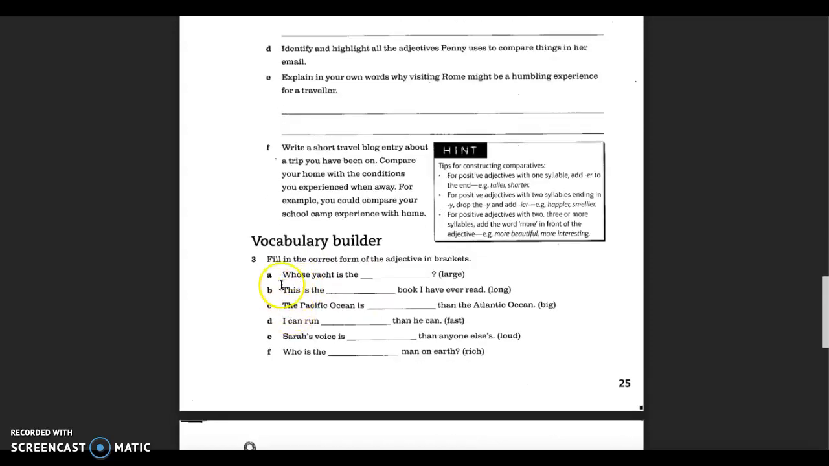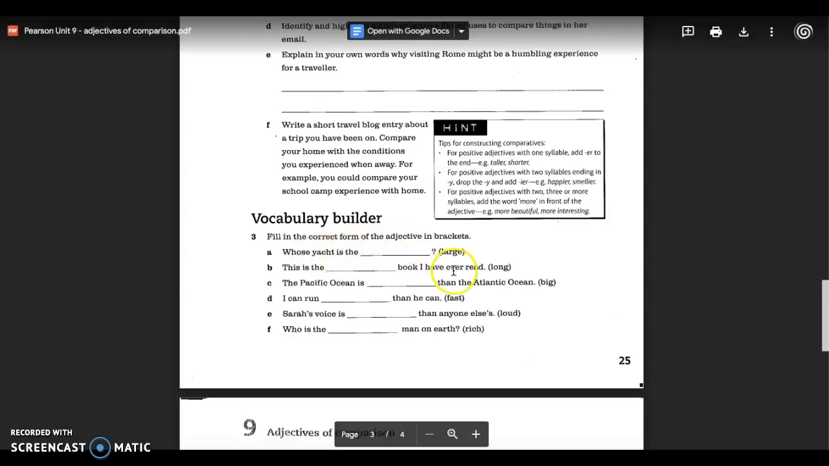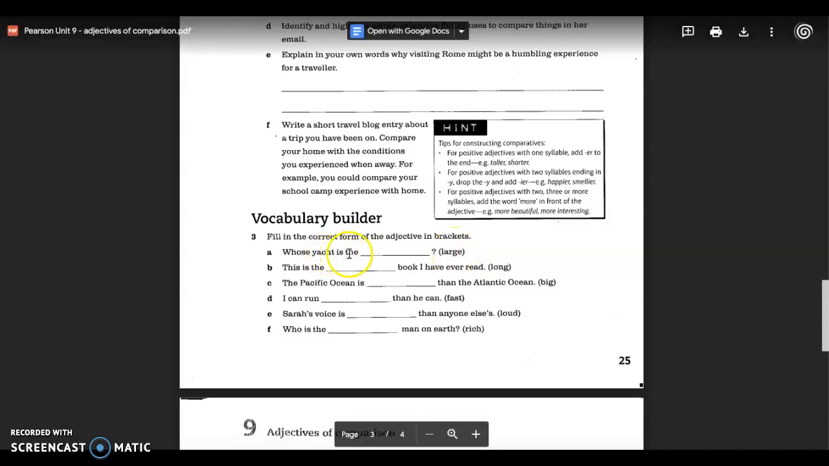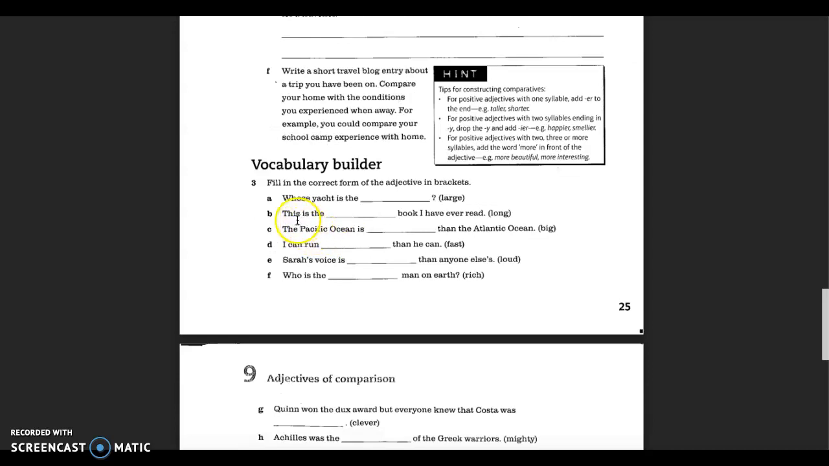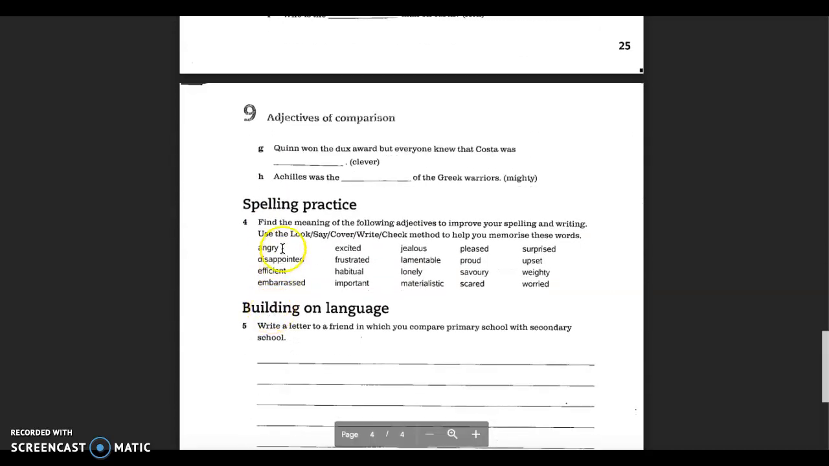So you continue on. Number 3, vocabulary builder, fill in the correct forms of the adjective. So, whose, your, is, and we'll do this one here. And the word that you're looking for is large. Whose yacht is the largest? Okay, and then you go through this B, C, D, E, F, G, and H.